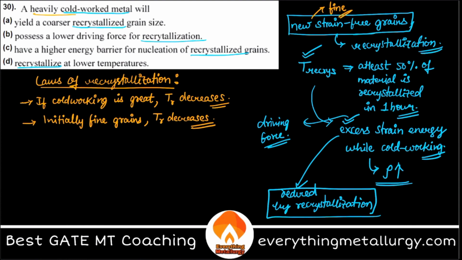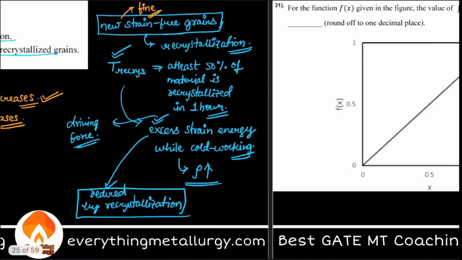new grains. So D option is correct here, which is a heavily cold worked metal will recrystallize at lower temperature, right? That's what we have discussed. Because if the cold working is high, the excess strain energy will increase, that means the driving force will increase, which will result in recrystallization taking place at lower temperatures, right? So yeah, that's it for this question.